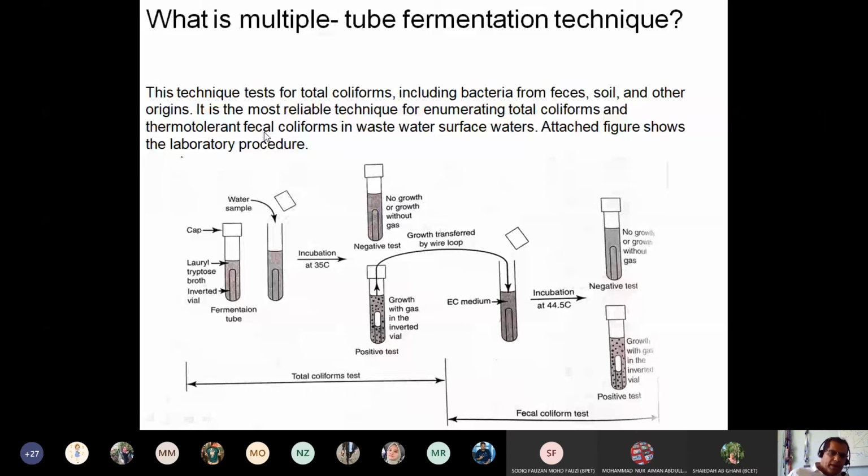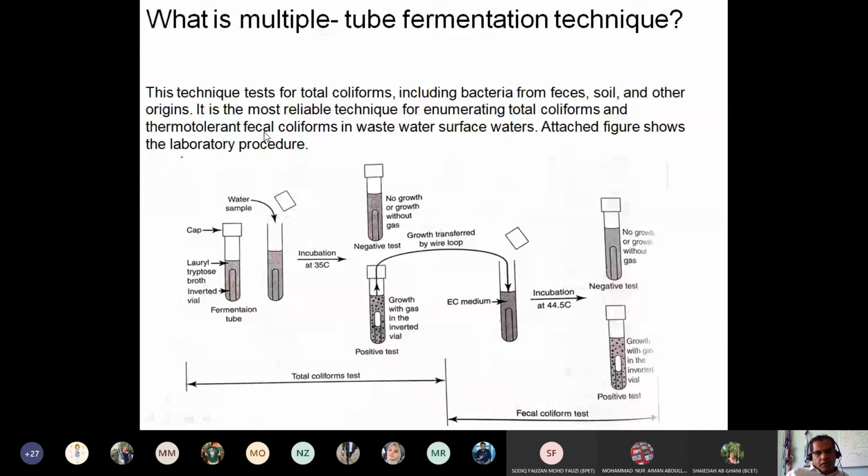So what we are doing, we take the wastewater here and we put it in something called a fermentation tube. We take from here and we put in the sample. This is the original, and then we take it in the fermentation tube and we incubate at 35 degrees. Why 35 degrees? Because bacteria are very active at 35 degrees, and between 25 and 35 they are very active.